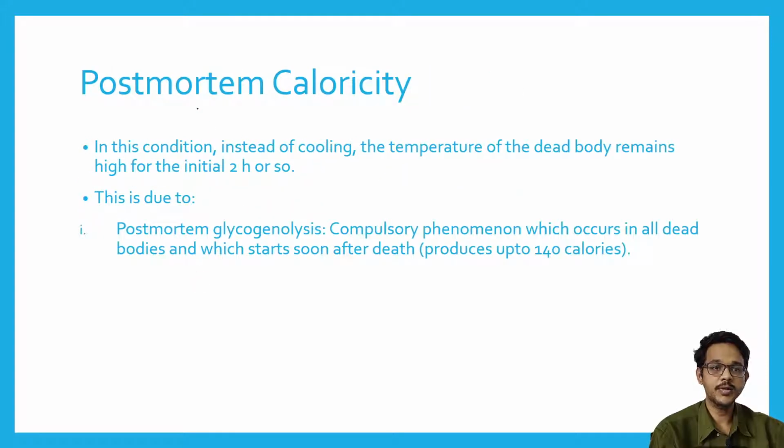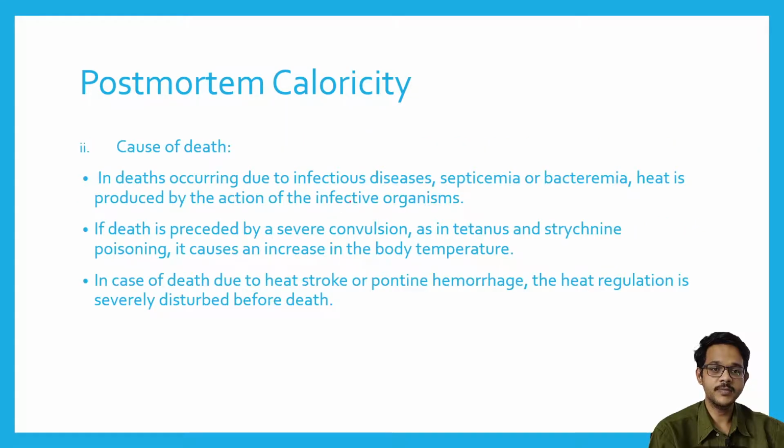Now coming to postmortem caloricity, which is one exception to algor mortis. In this condition, instead of cooling, the temperature of the body remains high for the initial 2 hours or so. This is due to different reasons. One of the reasons is postmortem glycogenolysis, which occurs in all dead bodies starting after death. It produces about 140 calories. So because of the glycogen decay, the body temperature increases.